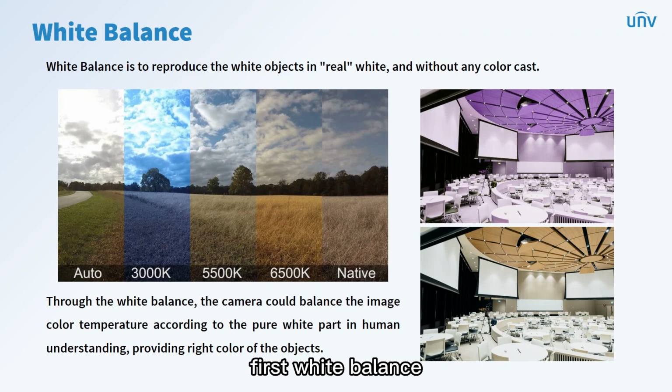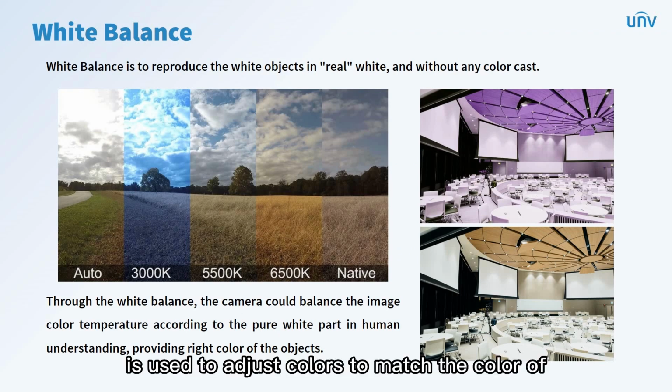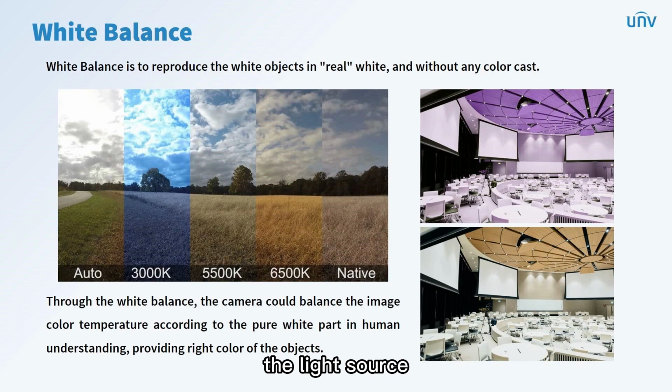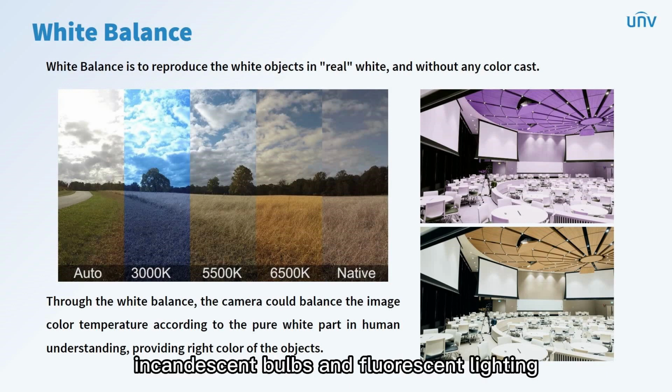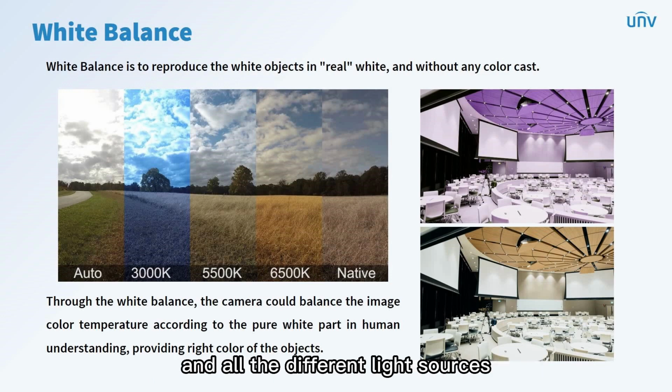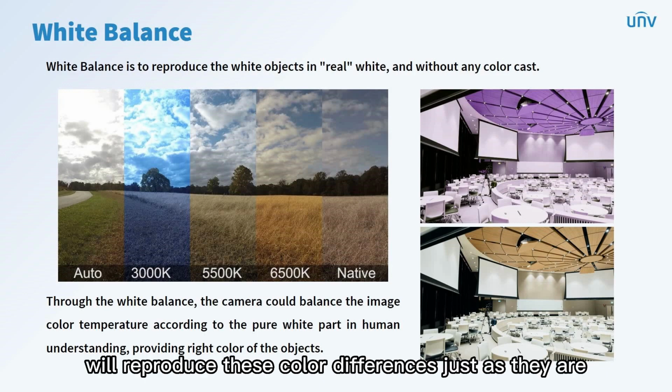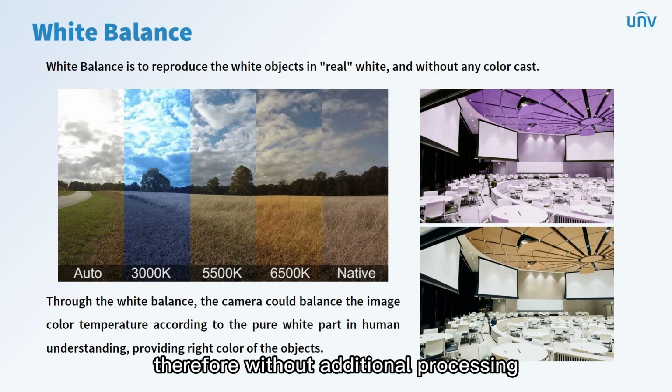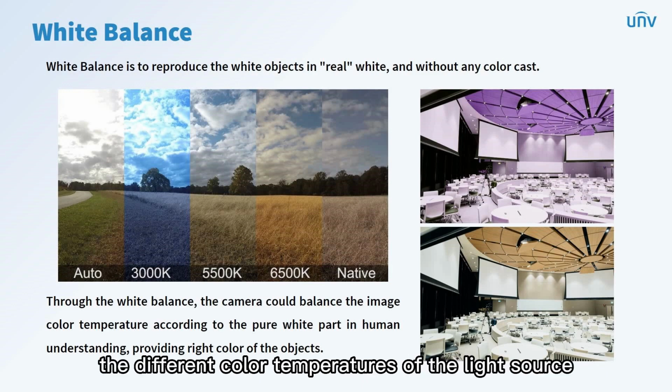First, white balance. White balance is used to adjust colors to match the color of the light source, so that white objects can appear white. Subjects may be lit by a number of different light sources, including sunlight, incandescent bulbs, and fluorescent lighting, and all the different light sources emit light of different colors. The image sensor in a digital camera will reproduce these color differences just as they are.